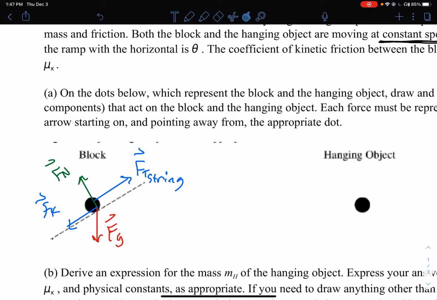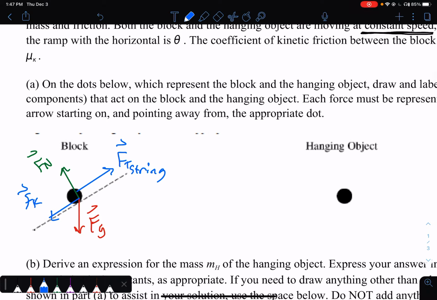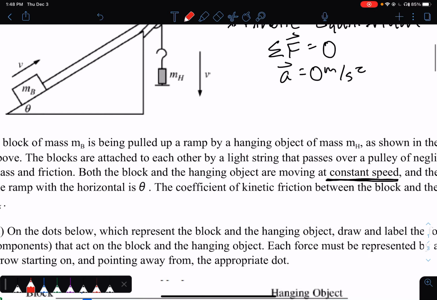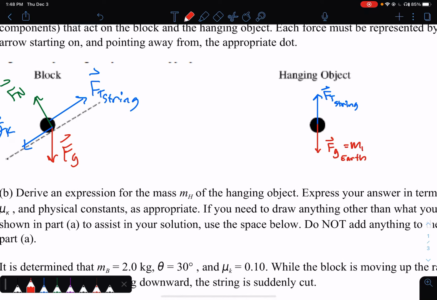And those of you that drew the components of your weight vector, you can't do that when you're drawing a free body diagram. It's just the forces, not the components of those forces. And then the forces on the hanging mass: you've got the tension, and you've got the weight of that hanging mass, and those two will be equal to each other because, again, we are in equilibrium. So that's m_H g, for the hanging mass.